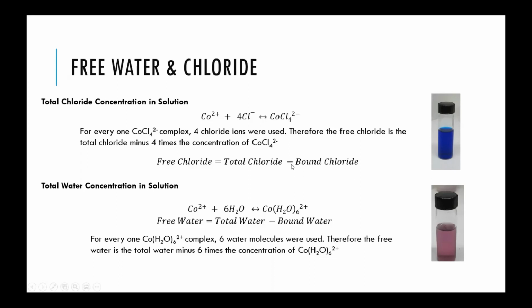There's some of it being bound to the cobalt. So if you subtract these two, then you end up with the total free-floating concentration of chloride and free-floating concentration of water. So for every 1 molecule of cobalt tetrachloride, there are 4 chloride ions that were used to create that molecule. For every 1 molecule of cobalt hexaaquo complex, there are 6 water molecules. So you have to account for that using those stoichiometric ratios.